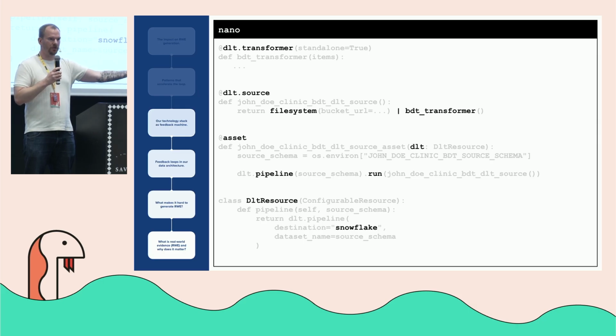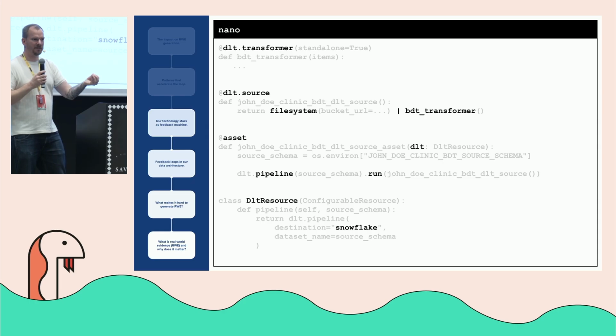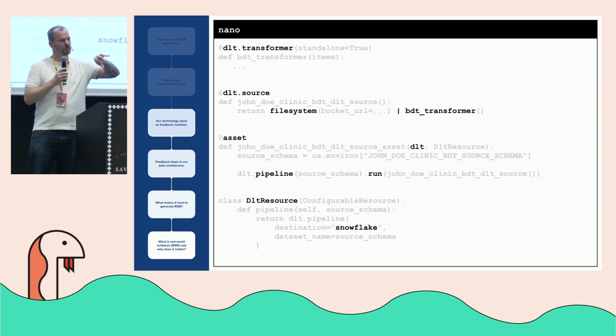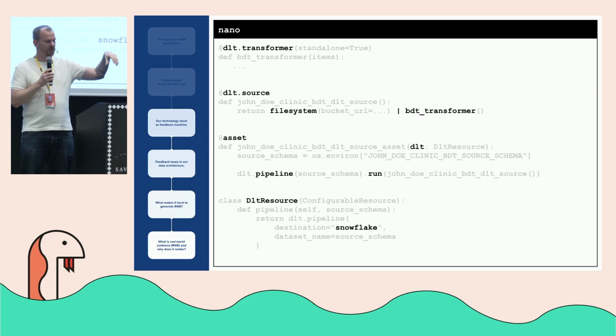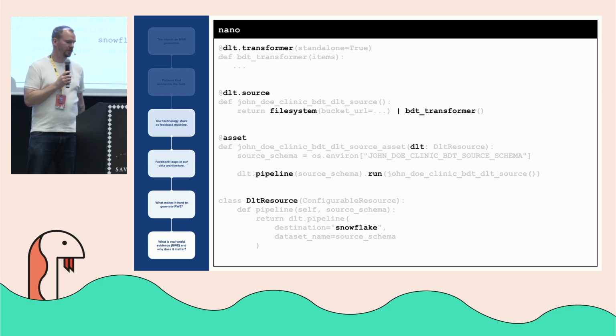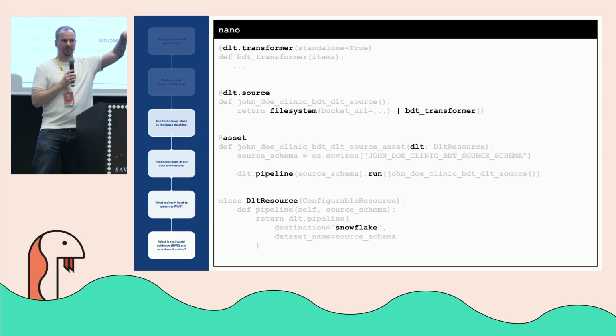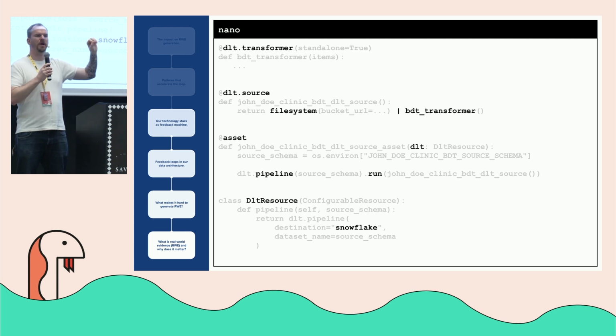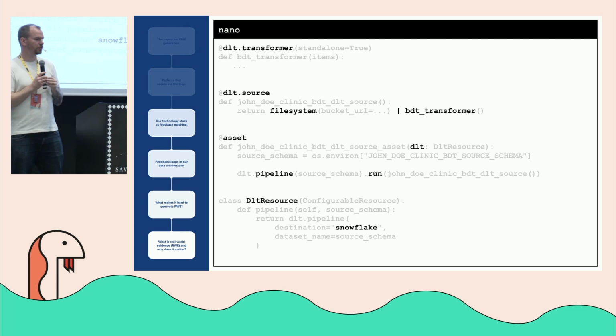Then we wrap this all, because we want to execute it via Dagster. In Dagster, every compute node is called an asset. So we basically write an asset function. It's again a Python function, which is decorated with the asset decorator. We pass in a reference to DLT, a DLT resource. We use DLT to create a pipeline, and then we use this pipeline to run our source.